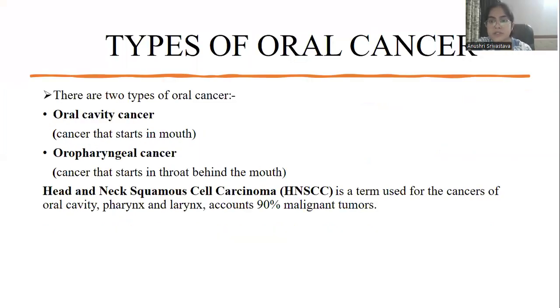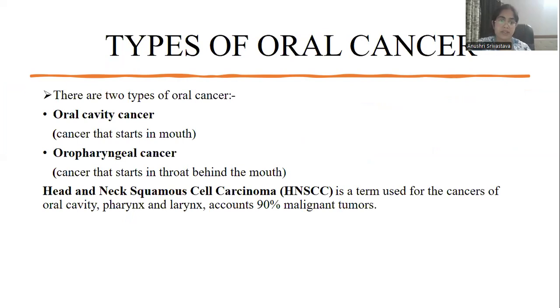So what are the types of oral cancer? We already know that oral cancer is not limited to the oral cavity. The oropharynx is also included in it. So here we are dividing oral cancer into two types. Firstly, oral cavity cancer, which starts from the mouth. And the second is oropharyngeal cancer, which starts in the throat behind the mouth.